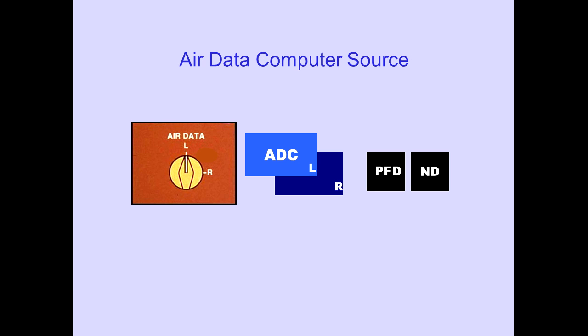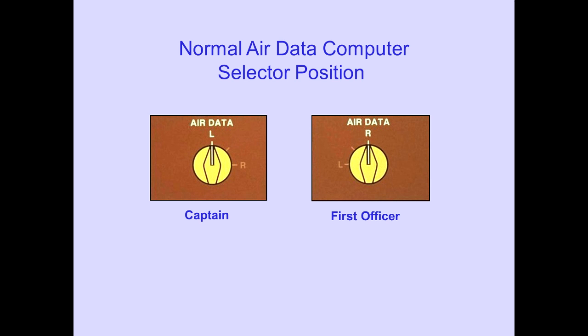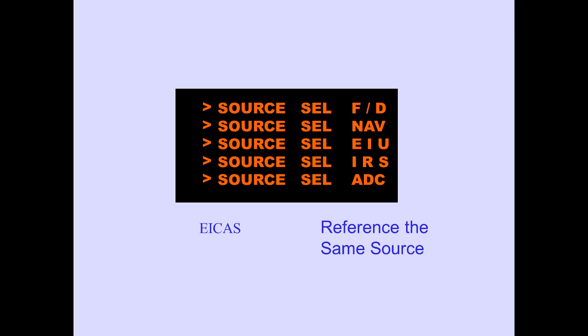The Air Data Source Selector is used to select which air data computer, ADC, provides information to the PFD and ND. The left or right air data computer can be selected. Normally, the captain's air data selector is on the left source, and the first officer's selector is on the right source. The ICAS advisory message Source Select is displayed if the captain and first officer reference the same source.